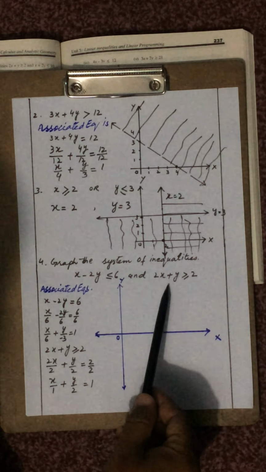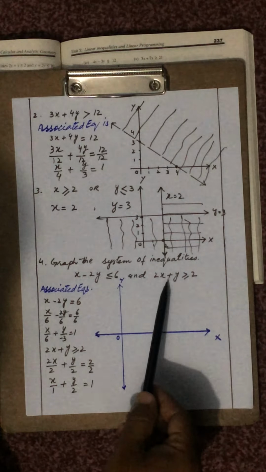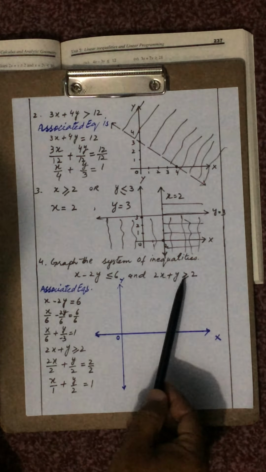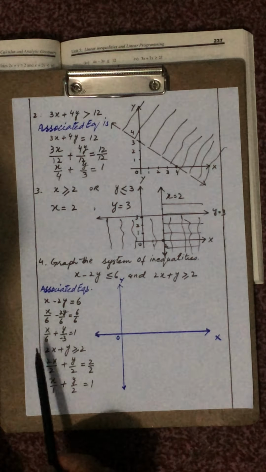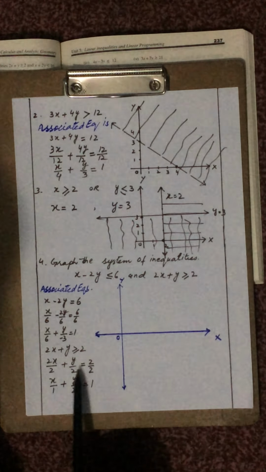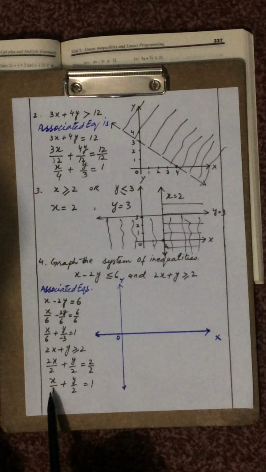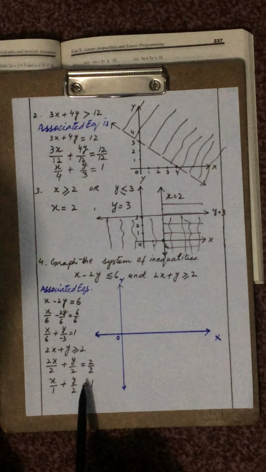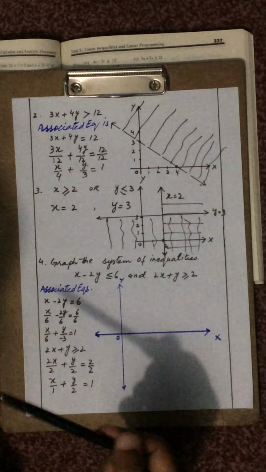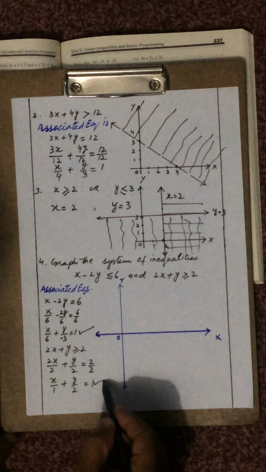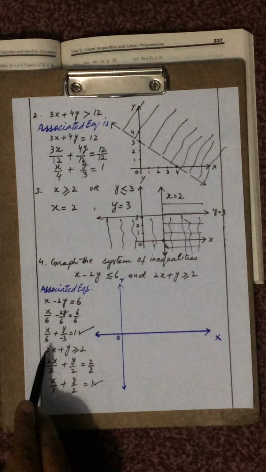And the associated equation of 2x plus y greater than or equal to 2 is 2x plus y equal to 2. So we divide both sides by 2, and this becomes x over 1 plus y over 2 equal to 1. First of all, we draw the graph of these two equations on the graph paper.